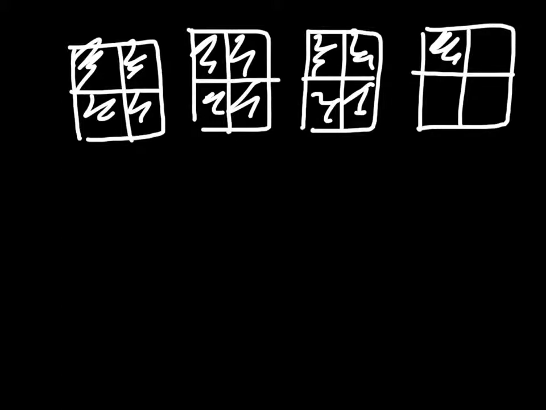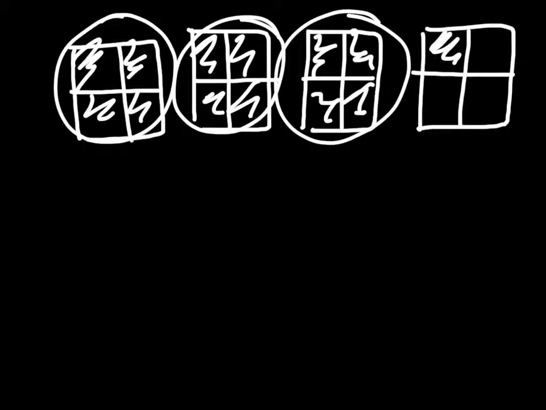Well, we're going to first look for the whole number. This is 1 whole, 2 whole, 3 whole. So our whole number in the mixed number is 3. And then we're going to have a fraction. We see that only 1 out of 4 is shaded. So our mixed number would be 3 and 1/4.